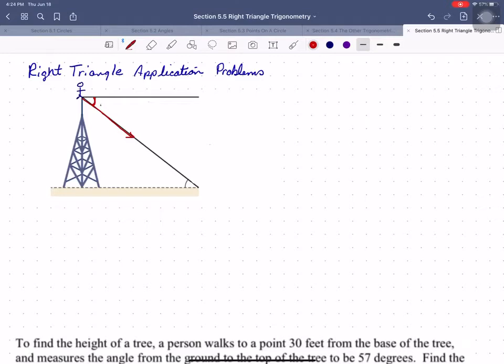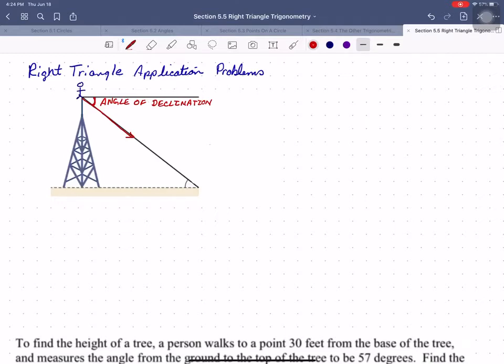This is called the angle of, it's got a few different names, but in your textbook, we call this the angle of declination. You measure the angle down from the horizontal.